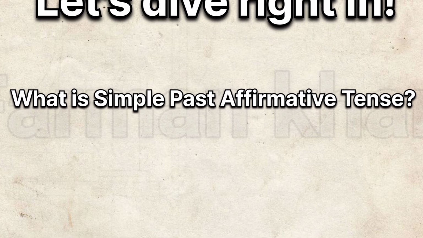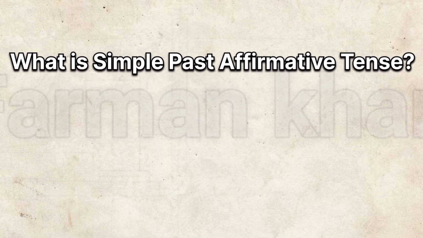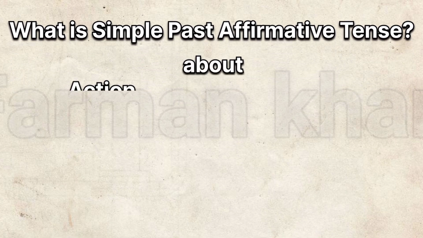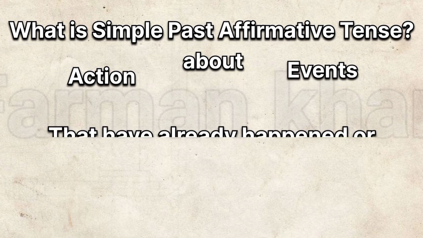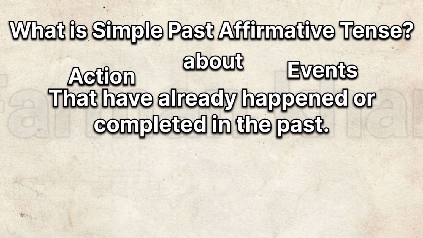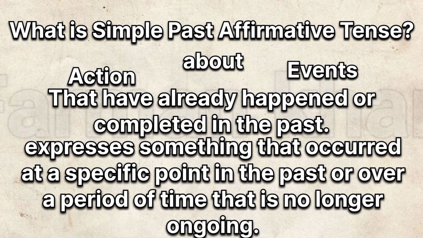What is simple past affirmative tense? The simple past tense is used to talk about actions or events that have already happened or been completed in the past. It expresses something that occurred at a specific point in the past or over a period of time that is no longer ongoing. This tense is super easy to use, but you need to know whether the verb is regular or irregular.